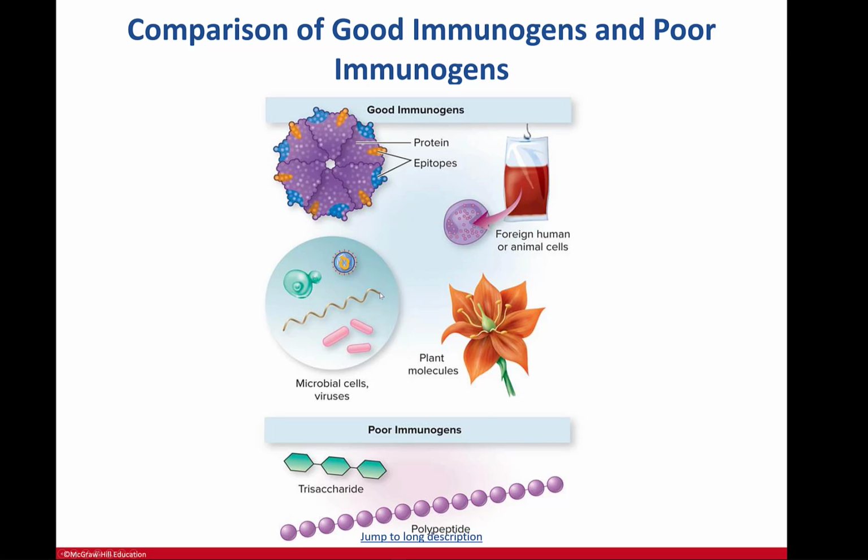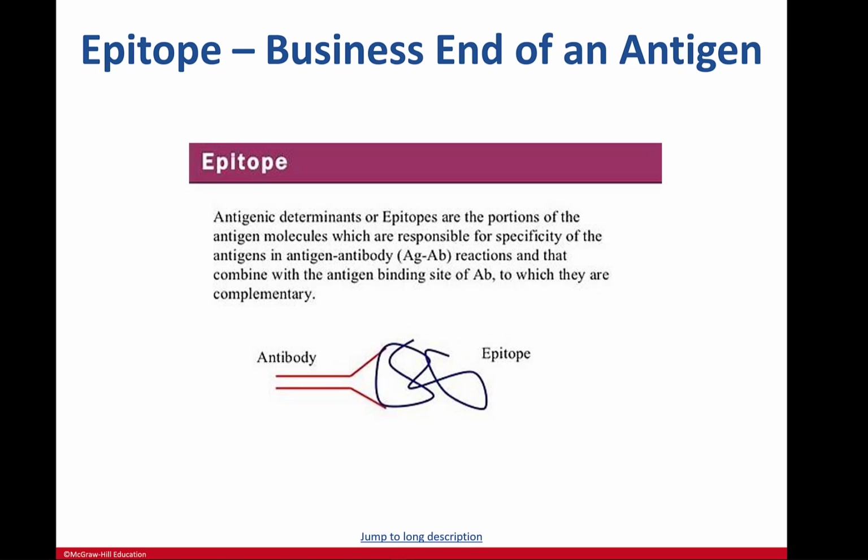Microbial cells, plant molecules, all of these are pretty good immunogens. Poor immunogens are the trisaccharides and the polysaccharides or the polypeptide, just pure ones on their own. Anything repetitive is really tough for it to recognize. So an epitope is an antigenic determinant, the portions of the antigen that are responsible for the specificity.